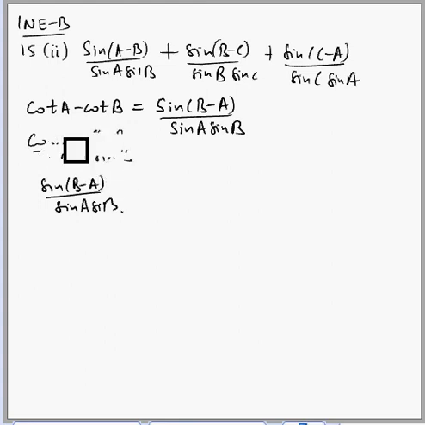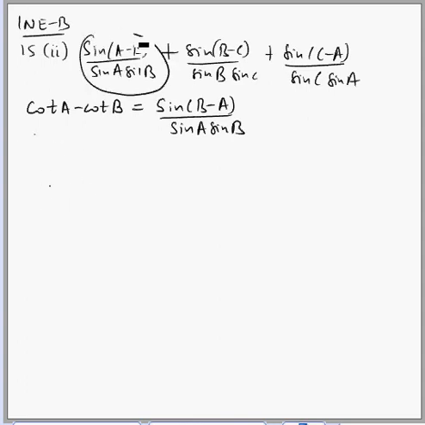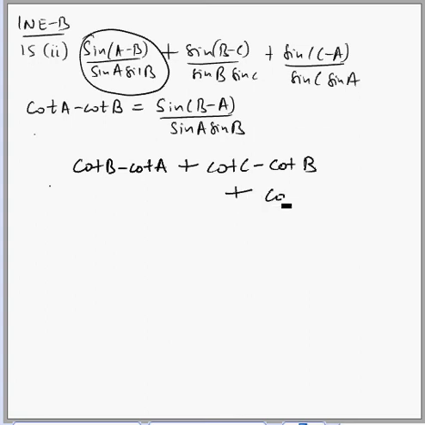Now just see how we use this formula here. If you look at the left hand side of this, I can write this as cot B minus cot A using this formula, and this as cot C minus cot B, and this as cot A minus cot C. Right? Now you can see, you can cancel all the terms. You can cancel minus cot A with plus cot A, cot B with minus cot B, cot C with minus cot C, and you get 0.